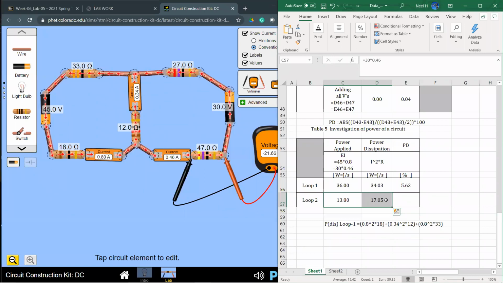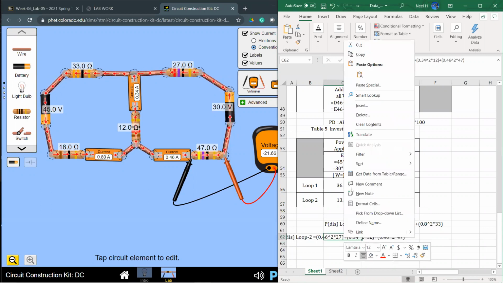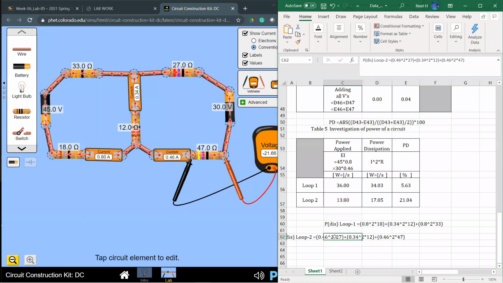All right, then let's compare the function. Sorry, yeah, I just wanted to see the percent difference for loop 1, just the equation. Which one? Cell D number 57? Yes. Okay, so let me do it here. P dissipation for loop number 2. Loop number 2 has actually huge error. That's okay.